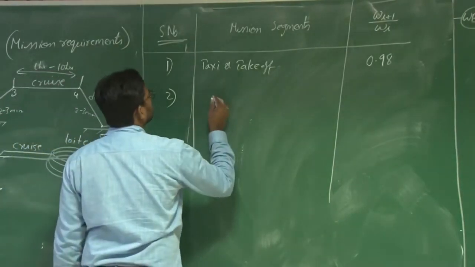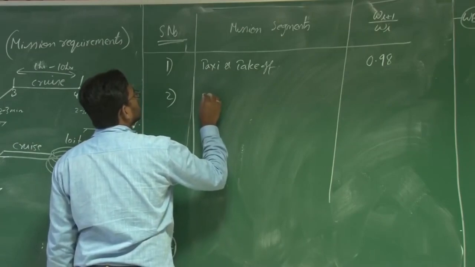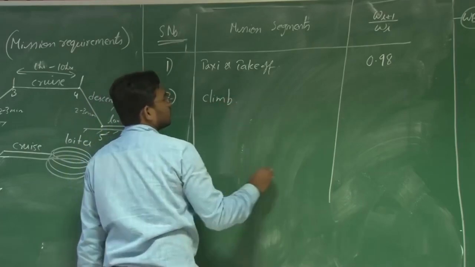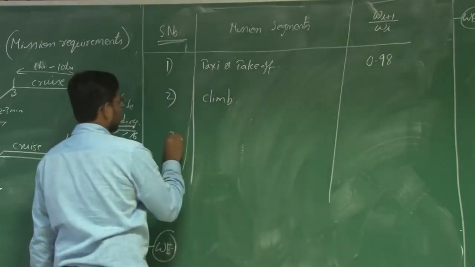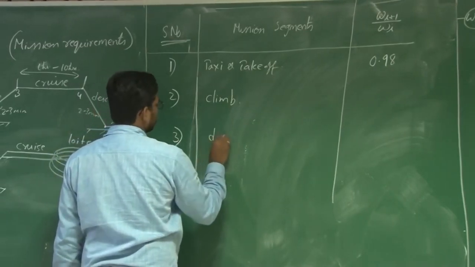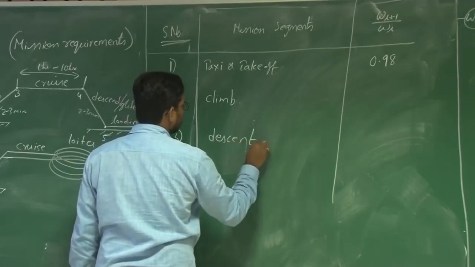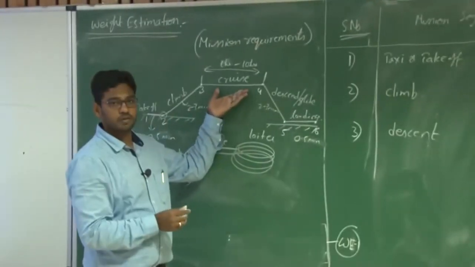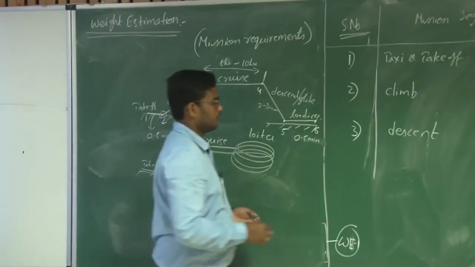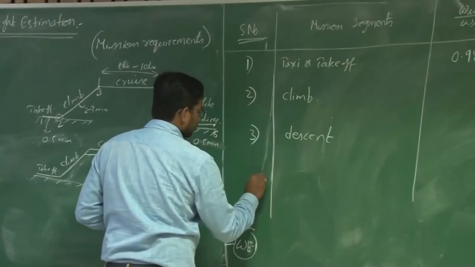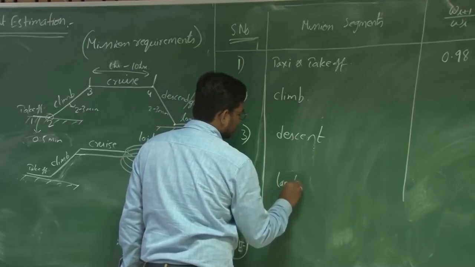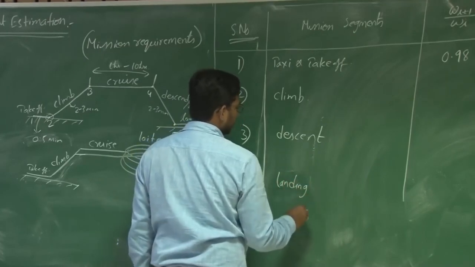And the second one is climb. The third one is, say, descent. We can't comment much about cruise because for each and every UAV the mission is different. You can't compare it, right. The fourth one is landing, approach and landing.